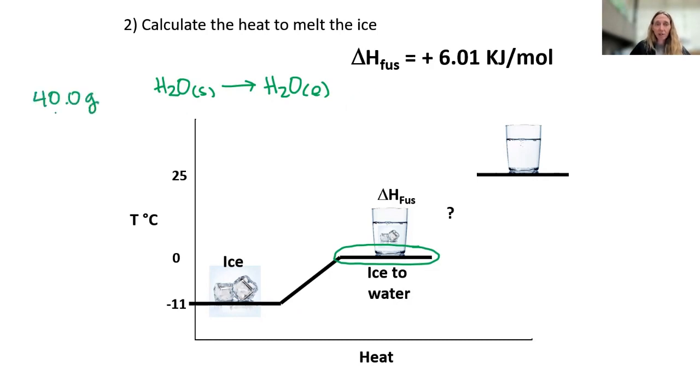So I start with my 40 grams, and I'm going to use my delta H of fusion, because this is what that symbol stands for. Fusion is going from solid to liquid. And I know that if I have 1 mole, it's going to take 6.01 kilojoules. Okay, so this is step number 2. I'm finding out how much heat it takes to do this step.